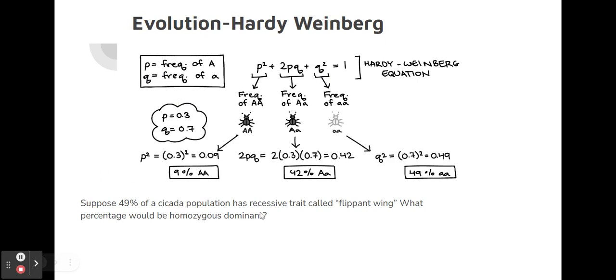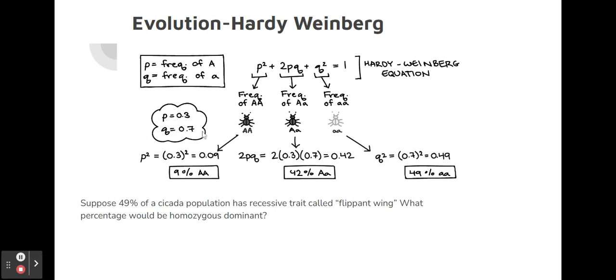So if they gave you this problem: suppose 49% of a cicada population has a recessive trait called flippant wing. What percentage would be homozygous dominant? Well, this is how you do it. That'd be 0.49 is q squared. You take the square root and you get 0.7. And then since they want to know homozygous dominant, you need to figure out p. 1 minus 0.7 is 0.3.